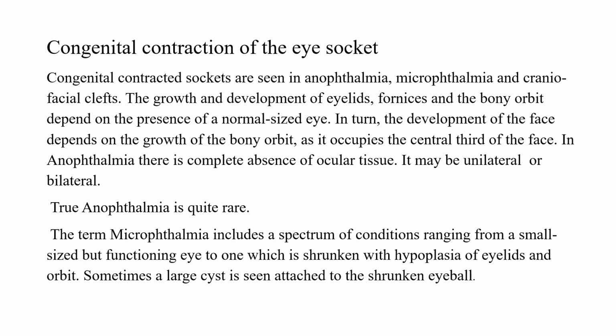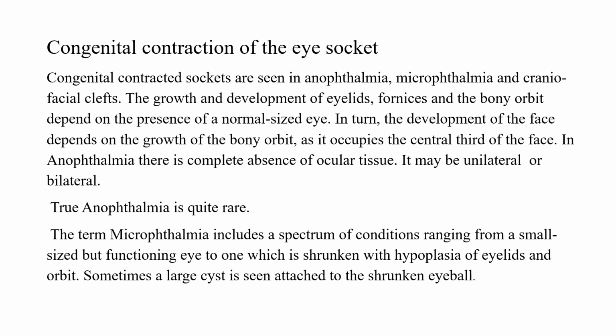Congenital contracted sockets are seen in anophthalmia, microphthalmia, and craniofacial clefts. The growth and development of eyelids, fornices, and bony orbit depend on the presence of a normal-sized eye. In turn, the development of the face depends on the growth of the bony orbit, as it occupies the central third of the face. In anophthalmia, there is complete absence of ocular tissue. It may be unilateral or bilateral. True anophthalmia is quite rare.